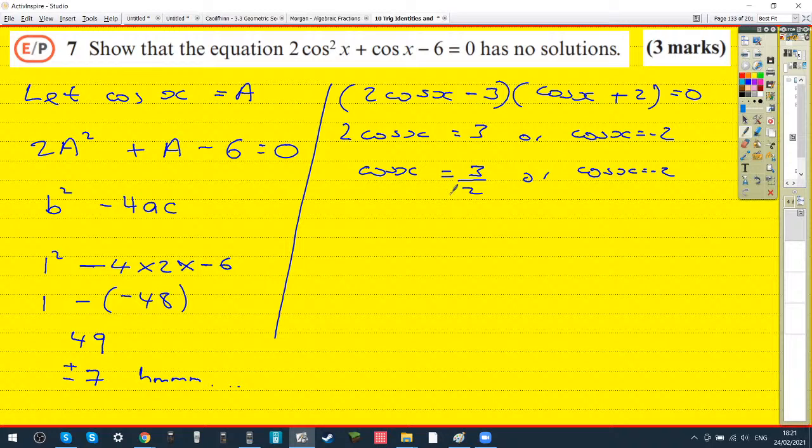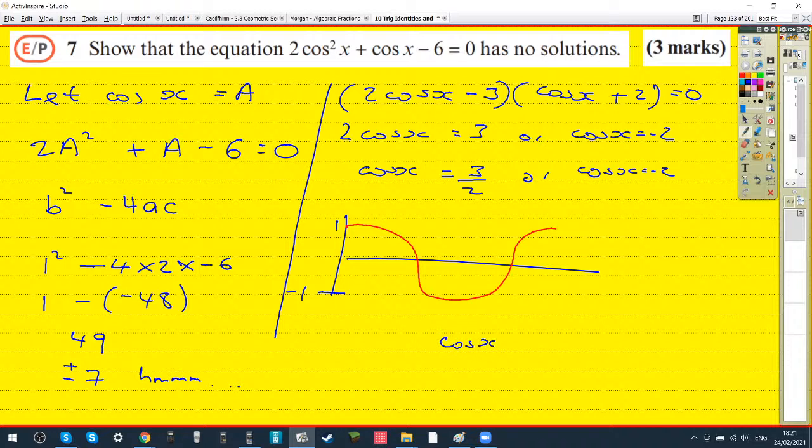There's an error. Why is there an error? Because there are no solutions. Why are there no solutions? Is it because it's a negative? No. Cos is a graph that doesn't go to 1.5 and minus 1.5. Cos goes up to 1 and down to minus 1. Cos x is between 1 and minus 1. The solutions are outside the range.